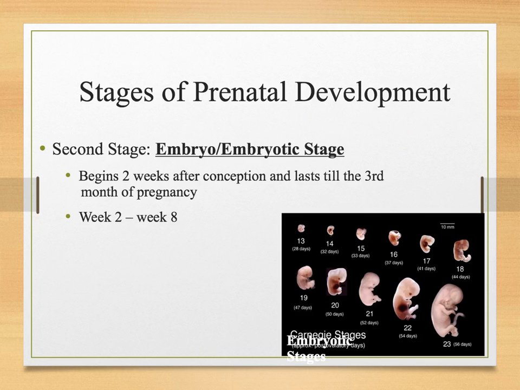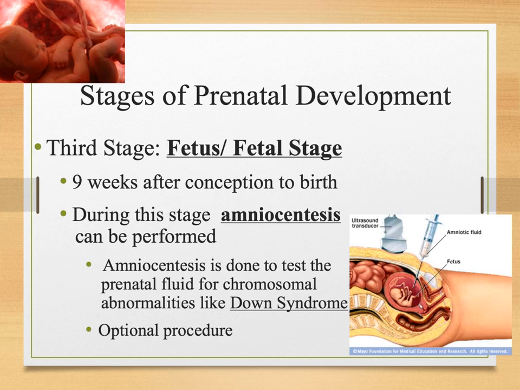It's called the embryonic stage because we are an embryo at this point. It begins 2 weeks after conception and lasts until the 3rd month of pregnancy. All right, so about the beginning of the 2nd trimester, if you will. So the embryonic stage is from the 2nd week after conception to the beginning of the 2nd trimester. Okay, so here we can see the beginning of the embryonic stage here at 13 days. And then it will end around this period, 41 days, where we transition into the fetal stage.